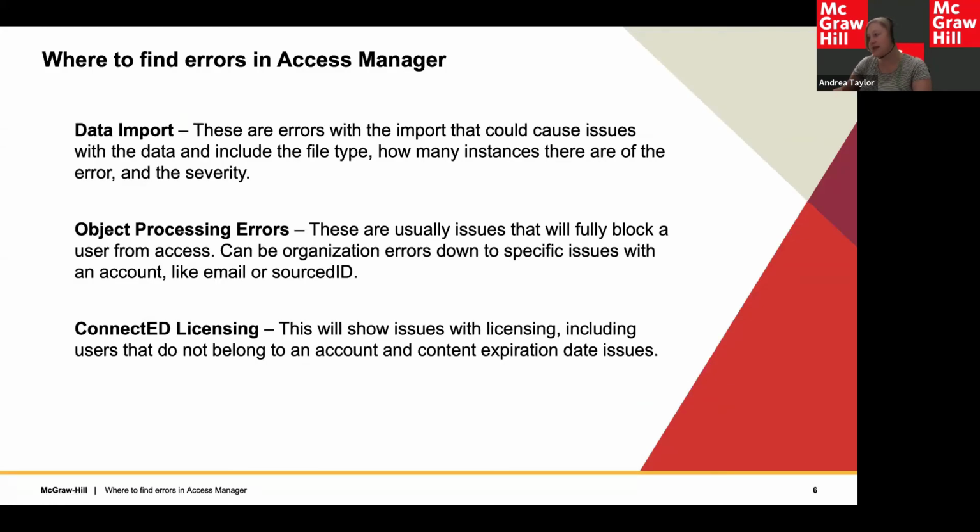Object processing errors are usually issues that will fully block a user from access, and they do often require contacting us at integration support. These can be cascading errors, such as the no organization found error, which would cascade to all users within that organization, causing any users affiliated to that org and any sections affiliated to the users to also have errors. So the main thing there is you definitely want to fix the org error first, and that should then fix all the cascading errors.